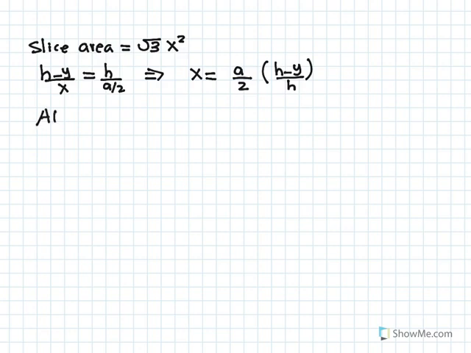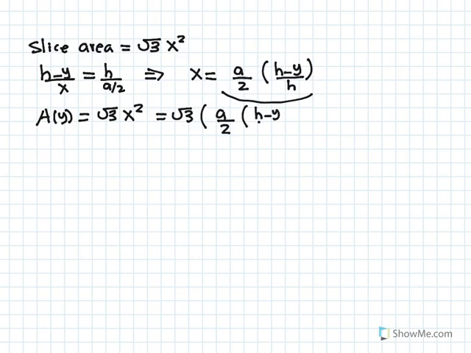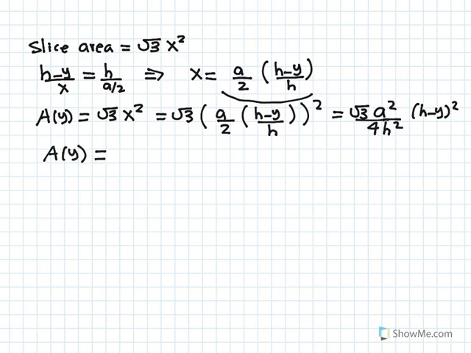So the cross-sectional slice A(y), which is root 3 x squared, we need to make this a function of y so we can integrate with respect to the variable y. So we get root 3, but we have solved for x in terms of y right here. So root 3 times (a/2 times (h − y)/h) all squared. If we simplify this, we get root 3 a squared over 4h squared times (h − y) all squared.